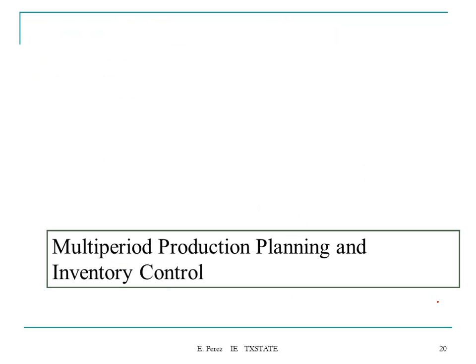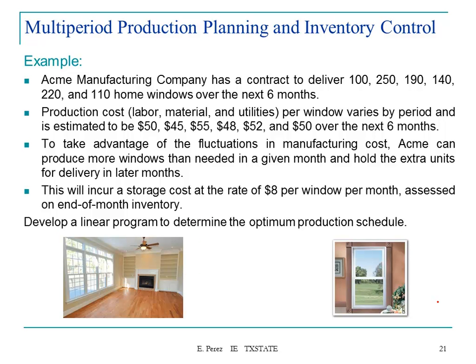Good. So now we're going to look at the multi-period production problem. In this case, we have a manufacturing company that has a contract to deliver 100, 250, 190, 140, and so on, windows over the next 6 months. So for the first month, you're going to need 100. For the second month, you're going to need 250, and so on. And you have the production cost per window that varies by period, and it's estimated to be 50, 45, 55, 48, and so on for the next 6 months.